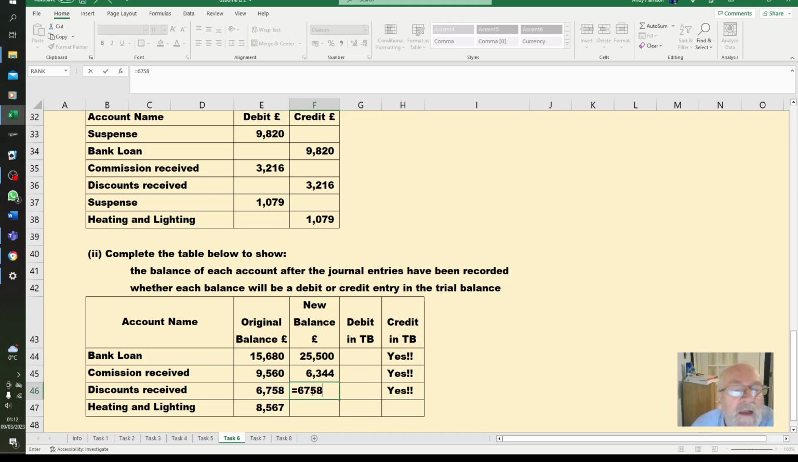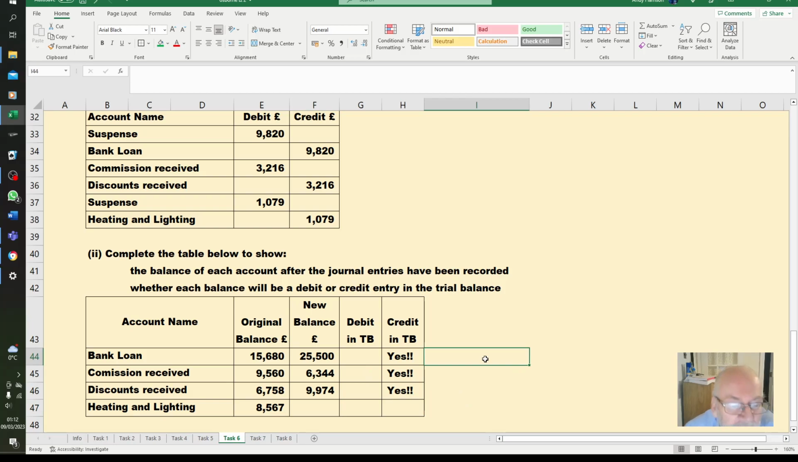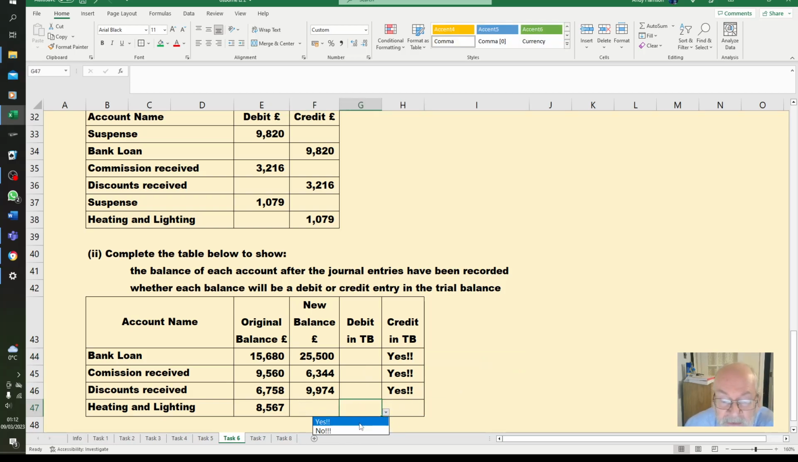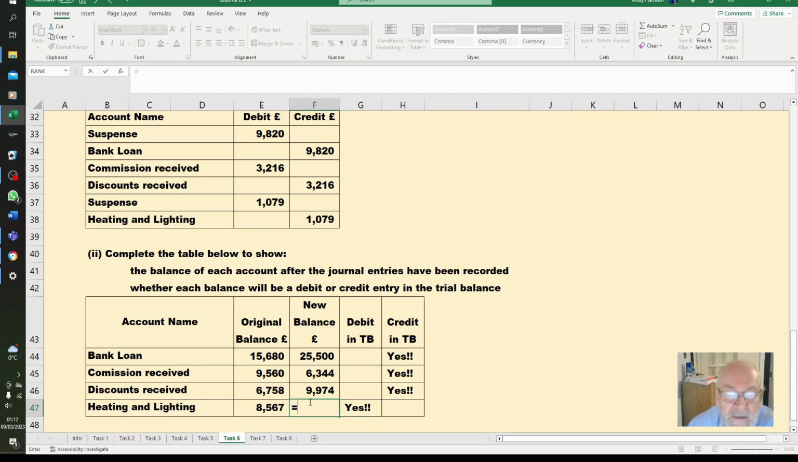6758. And our discounts received is a credit, so we're adding it. There we are. There's a correct number. And then our heating and lighting is our only, in this little table, debit entry. So it's the other way around. So our 8567, and we've been asked to credit it, which means we're removing it.